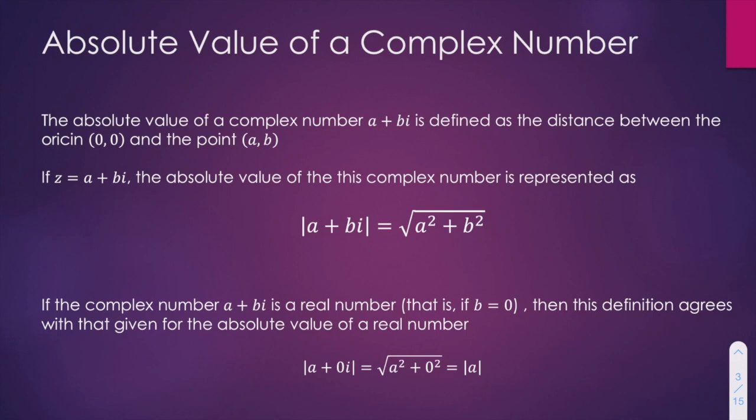You've got the absolute value bars surrounding a plus bi, and that's equal to the square root of a squared plus b squared. So it looks very Pythagorean, or very much like the distance formula, because it is representing the distance from the origin to that point. So if the complex number a plus bi is a real number, that is, if b is equal to 0, then this definition agrees with that given for the absolute value of a real number.